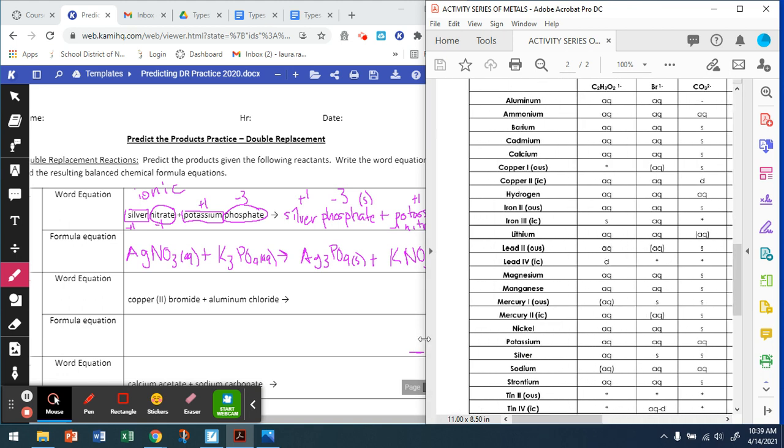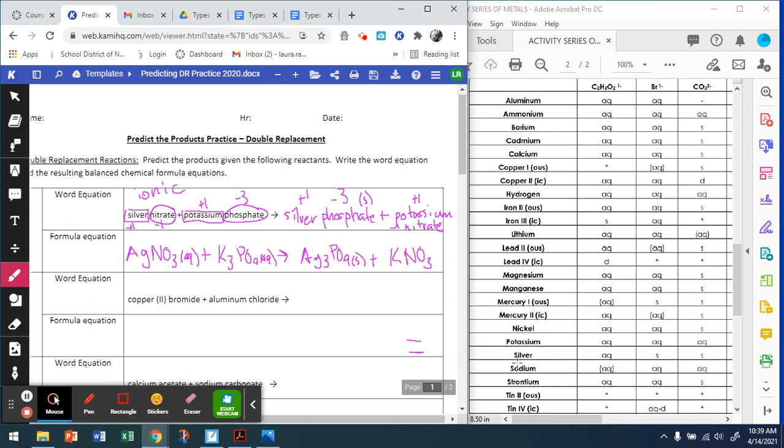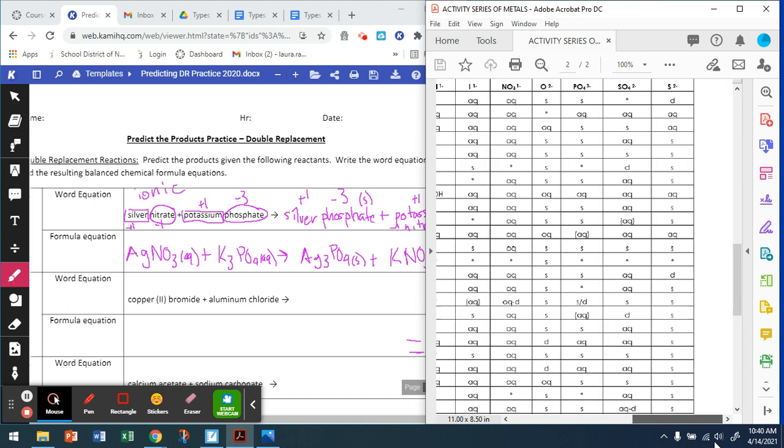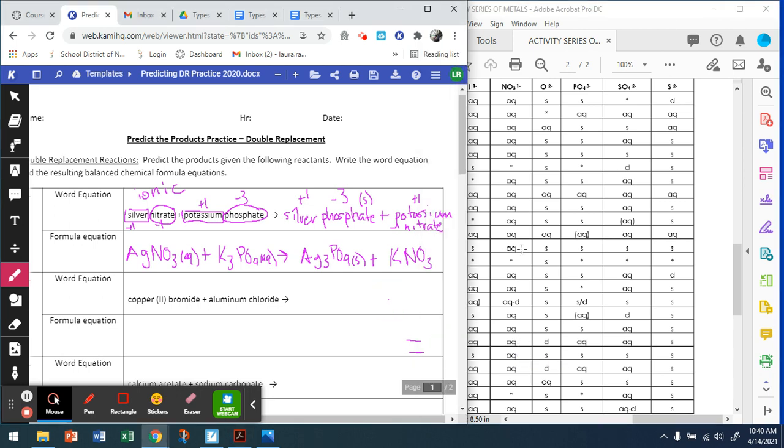Now, let's confirm what state of matter the potassium nitrate would make. So potassium is right above silver. Okay. And we're going to go until we see nitrate, which you'll notice is in this column right here. And that one is aqueous. So we can put an AQ for aqueous after this one. Now, if there's no reaction, in this case there was, all you would simply do would be to cross out the work that you did and put no reaction under it. If there's no reaction, there would be no need to include the formula equation because it doesn't happen.